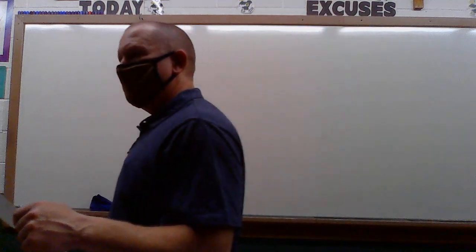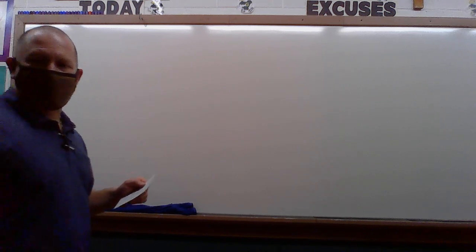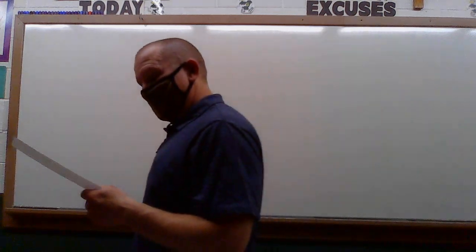Area of a circle. What did we say on there? Oh, okay. What did you say? Pi r squared. Remember, you can use pi or 3.14.